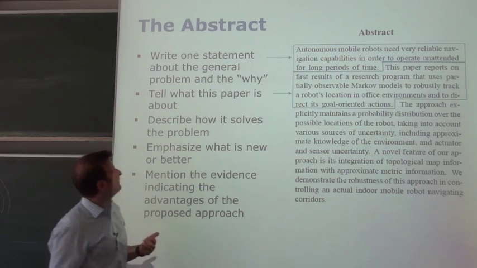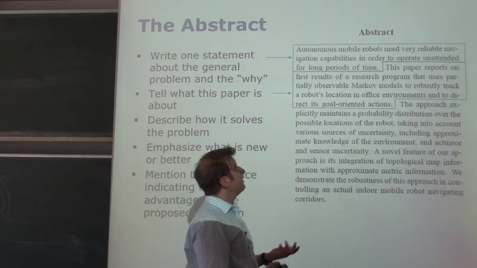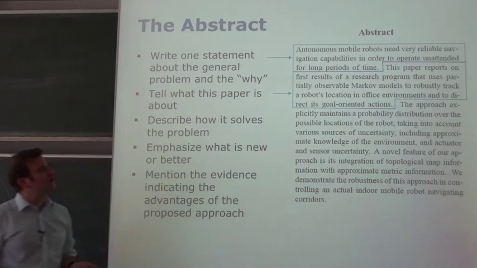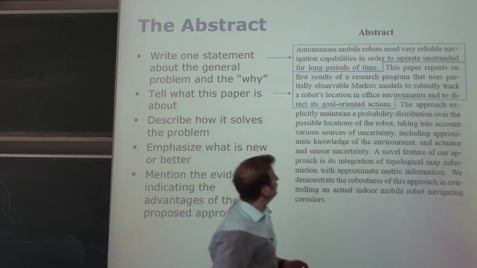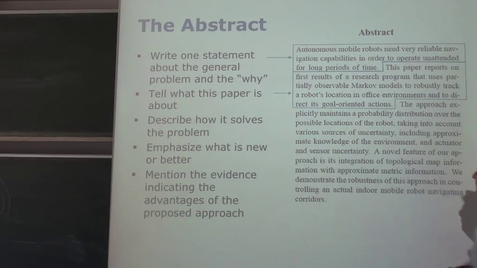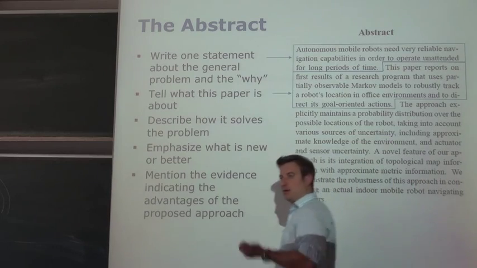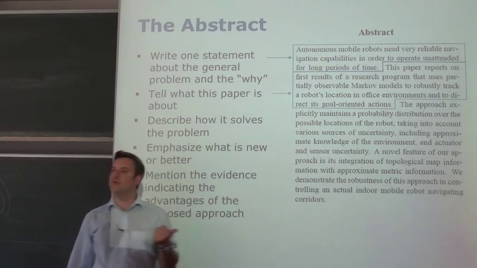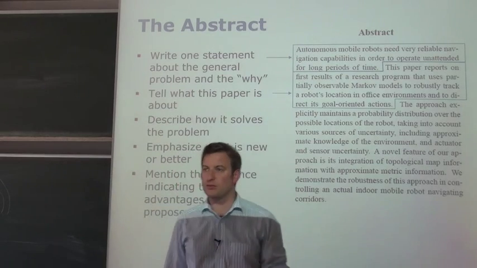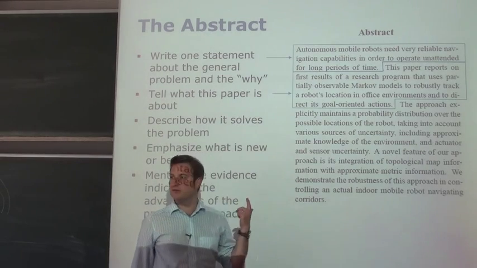And then the paper tells what the paper is about. The paper reports on first results of a research program that uses partially observable Markov models to robustly track robots' localization in an office environment and to direct its goal-oriented actions. So we know that we have an approach that is able to estimate the pose of a robot, so it localizes the robot in indoor environments.